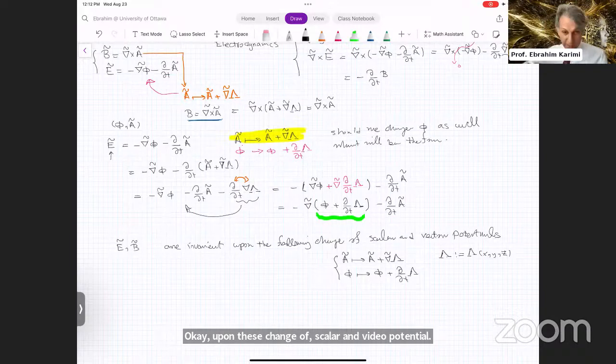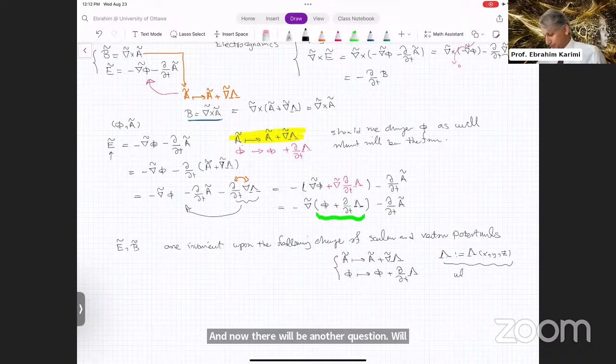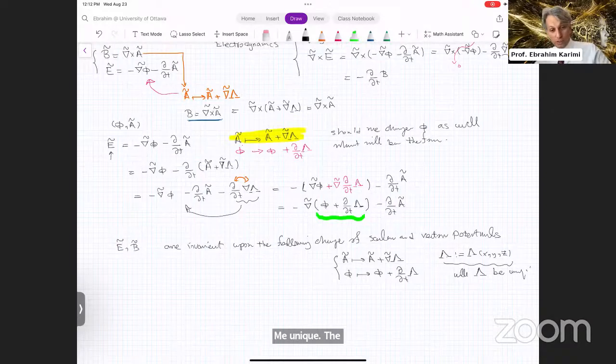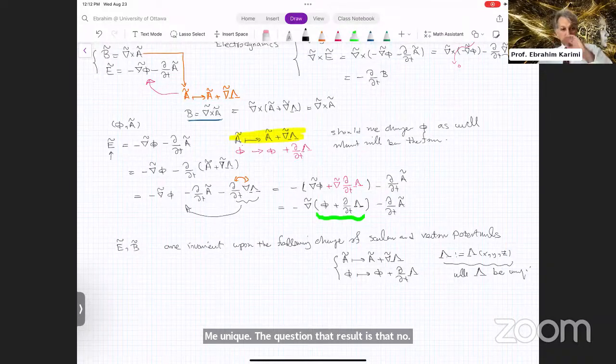And now there will be another question. Will lambda be unique? The result is that no. So lambda should have a certain form. Yes, lambda is a scalar function because I'm taking the gradient, right? So it's a gradient of a scalar function.